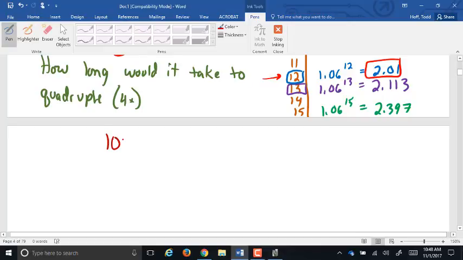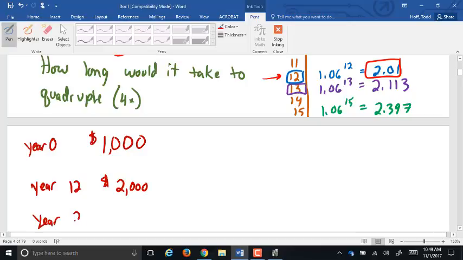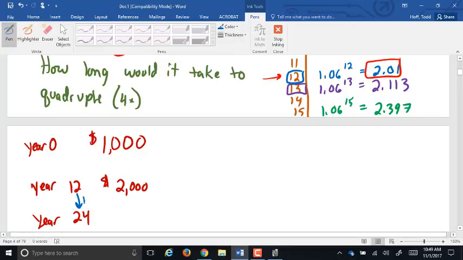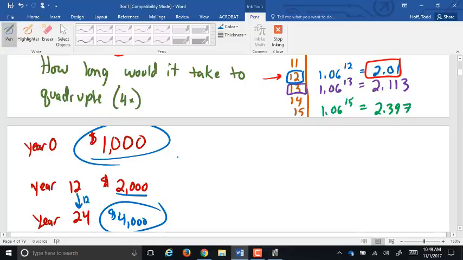Perfect. Yeah, let's just pick a number. Let's say we start out with $1,000. That's year 0. In year 12, that will have doubled to be $2,000. In year 24, that's 12 years from year 12, that 2,000 will have doubled to be 4,000. So that is quadruple the starting amount.